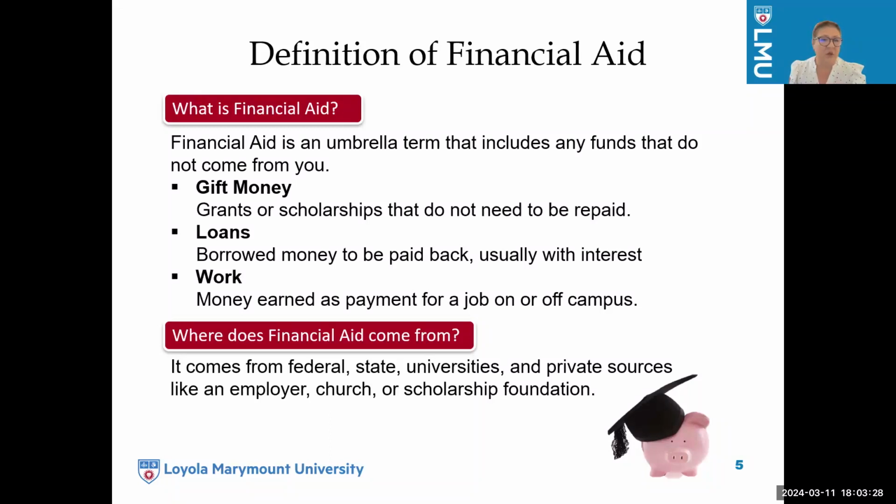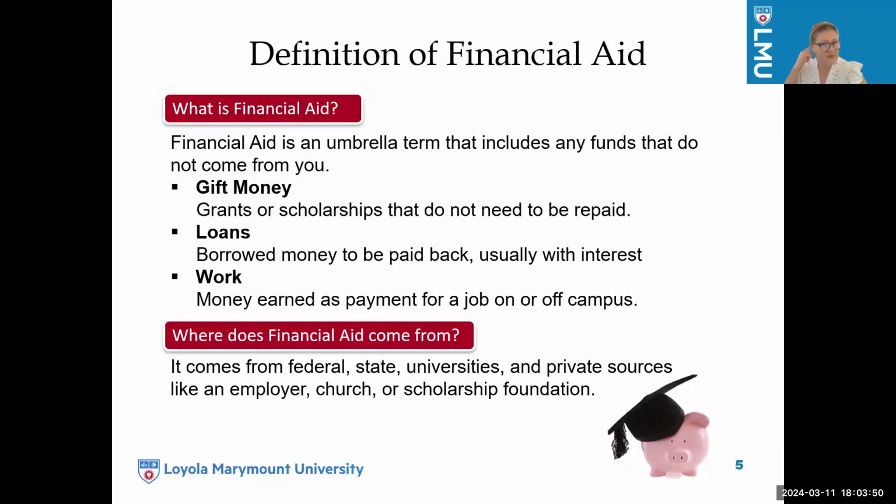It also includes loans, which means that is money that's borrowed that needs to be paid back, usually with interest. It also includes work, some kind of a work award. It's money that you earn, and you receive it as a payment from just, like a job, and you can earn it on or off campus, and the money is issued directly to the student.